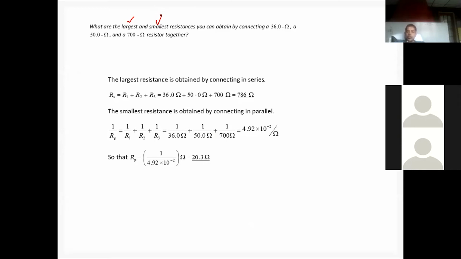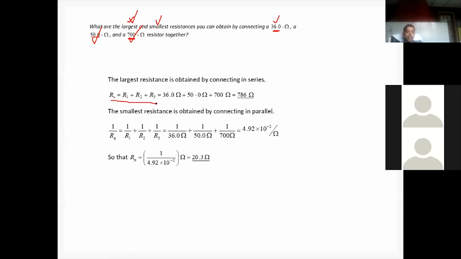Okay, parallel gives you smaller than each of the resistors. When you connect these 3 in parallel, your answer will be less than 36. When it is less than 36, it is obviously less than 50 and less than 700. So that's why we have to connect them in series to get the largest. That's what we did here.